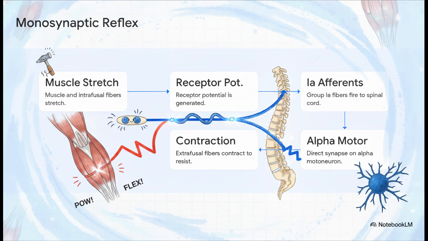At the exact same time, inhibitory interneurons completely suppress the antagonist muscles. That's reciprocal inhibition, allowing your leg to just snap forward smoothly. It's a stunningly fast, perfectly engineered feedback loop.